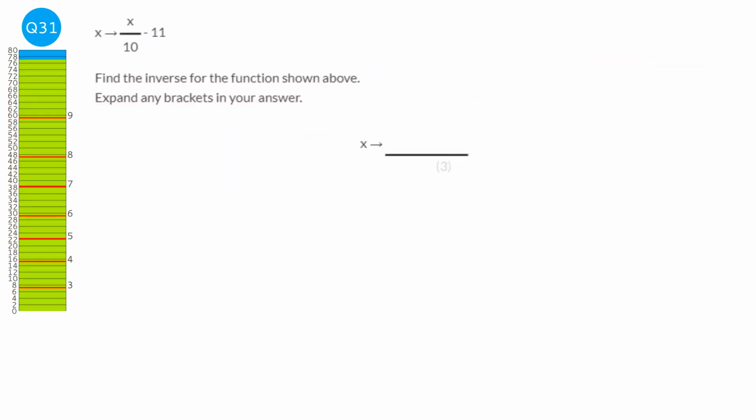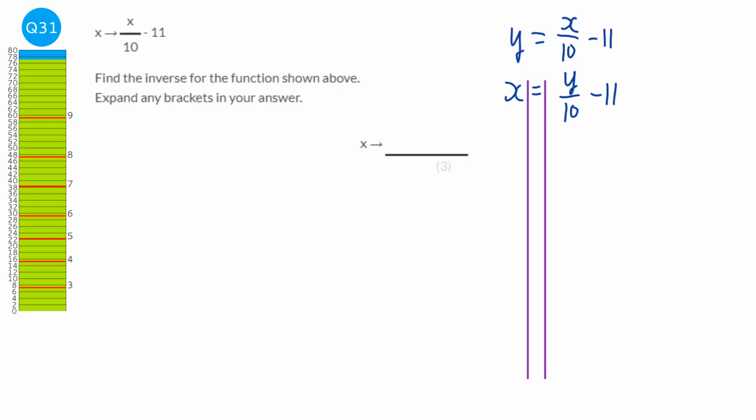A simple trick when you're finding the inverse of a function is to replace or to switch the y and the x. Now we don't actually have a y in here, but we can just put one in, it's not a problem. So we can just rewrite this function as y equals x over 10 minus 11. And we're just going to switch around the y and the x. So x equals y over 10 minus 11. Now, the objective now is to get the y on its own, to make y the subject.